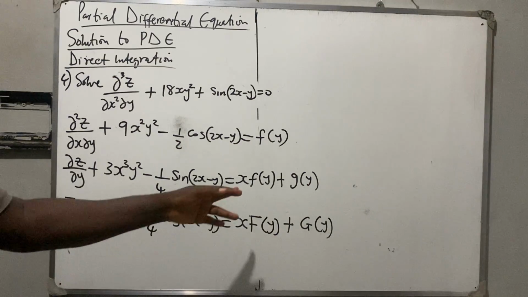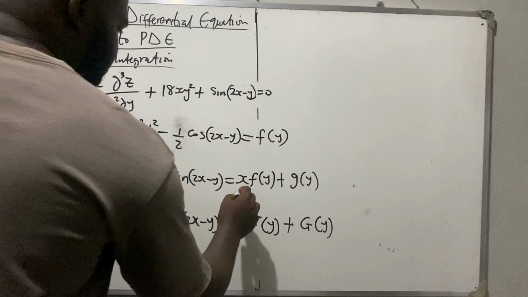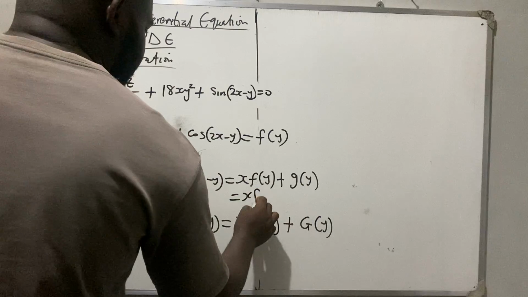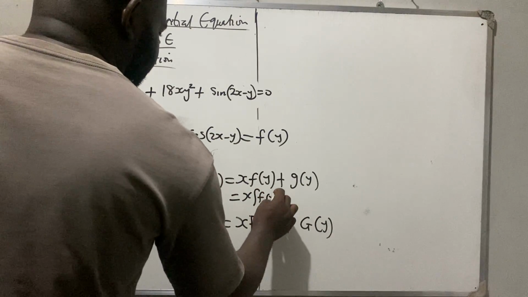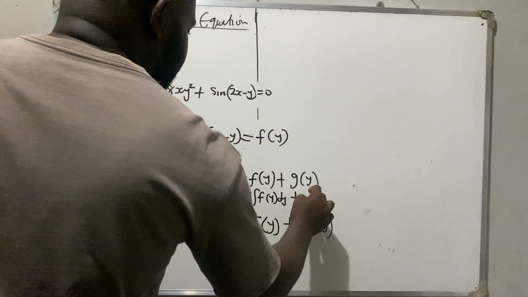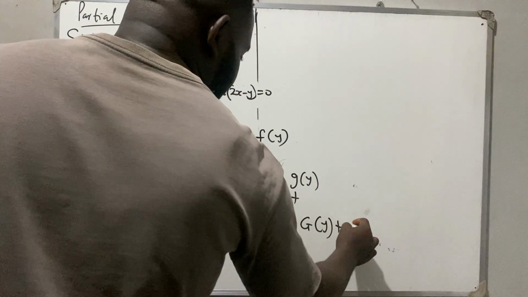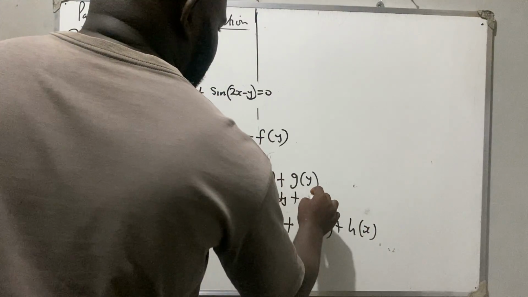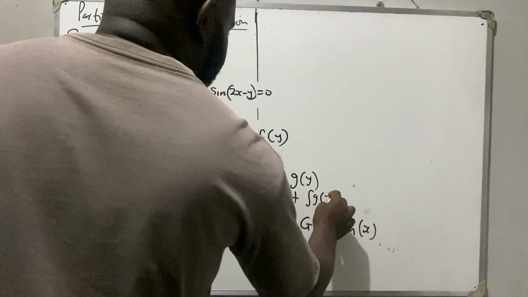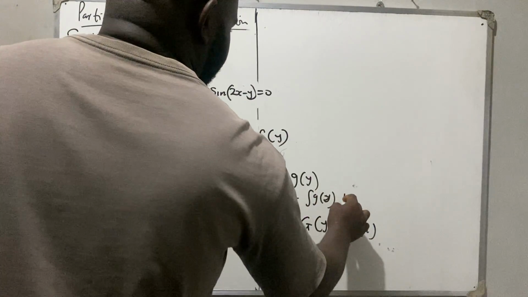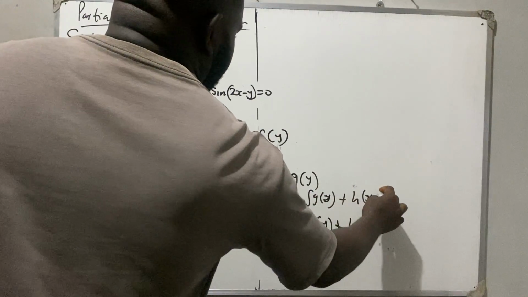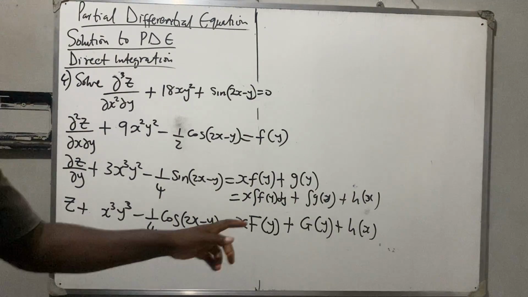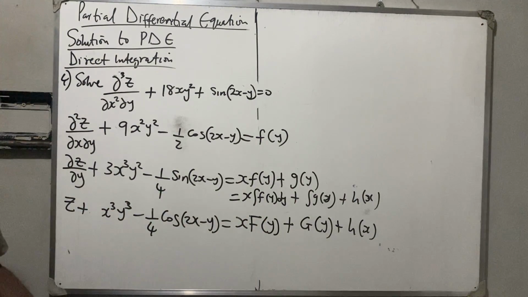Or you just put the integration if you like. Some people will say x times the integral of f of y dy, then plus, I forgot, plus a function of x, so h, a function of x. So some will say the integral like this, then plus this. It is the same thing, but I know that if you integrate a function of y, you will still get another function of y. So that is that for this one.